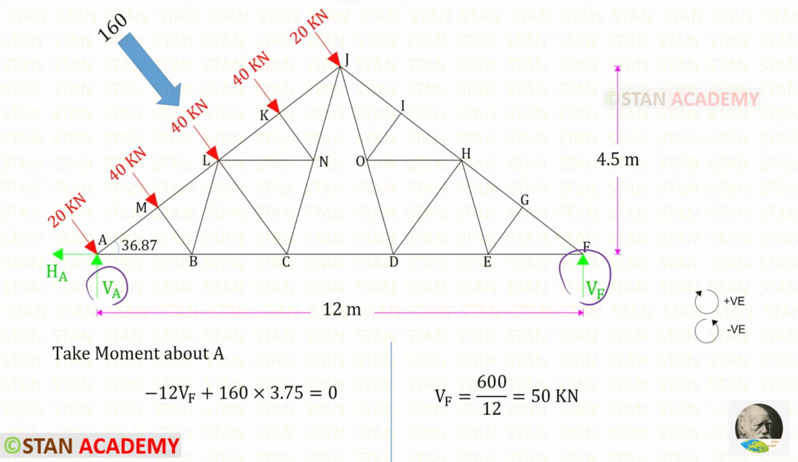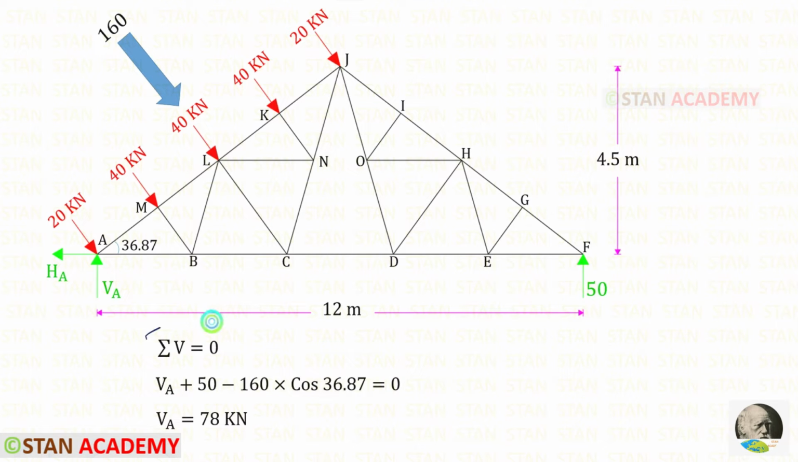To find VF, let us take moment about A. Let us keep clockwise as positive and anticlockwise as negative. VF is acting in the anticlockwise direction, so that it will be negative, and the distance is 12. The resultant 160 is acting in the clockwise direction, so that it will be positive. We have to take the distance of AL. We have already calculated it is 3.75. For VF, we will get 50 kilonewton.